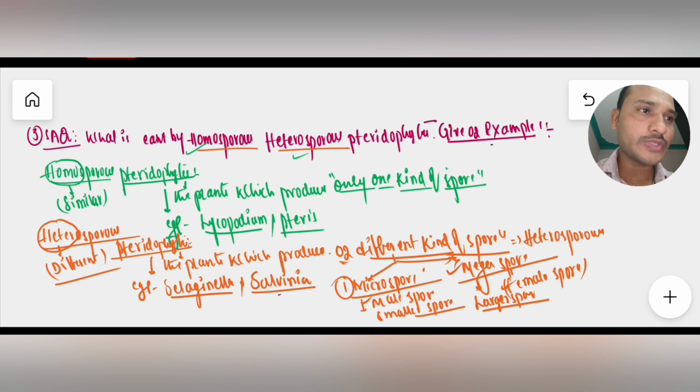In the exam you need to write only this point: what is homosporous with an example, and what is heterosporous with an example. That's it. No need to write all those other things; I explained them just for your understanding. Only this much information about homosporous and heterosporous, and give two examples. Okay, so the fourth short answer question here.